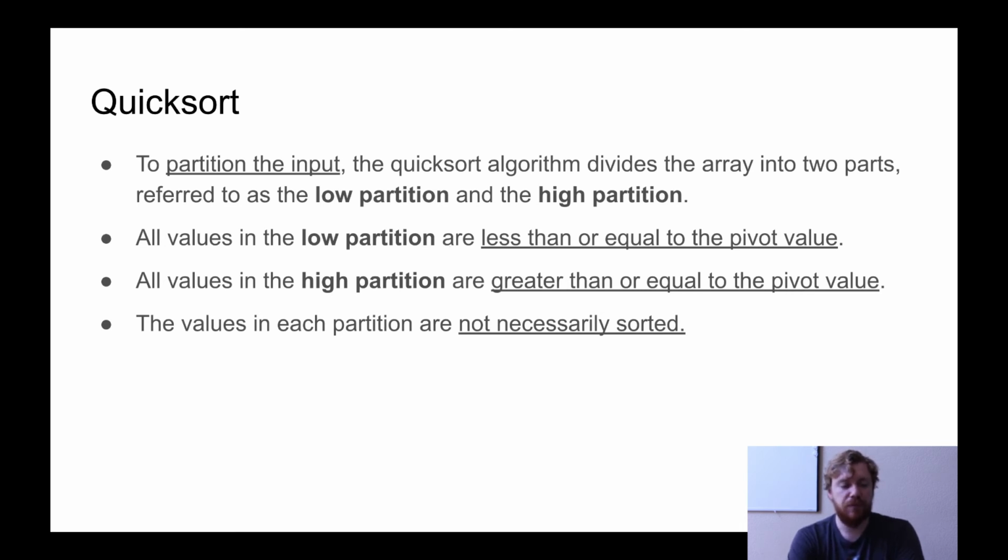So some of the steps to quicksort: to partition the input, the quicksort algorithm divides the array into two parts, referred to as the low partition and the high partition. All values in the low partition are less than or equal to the pivot value. All values in the high partition are greater than or equal to the pivot value. And the values in each partition are not necessarily sorted. So you're just placing them in the partition each time.